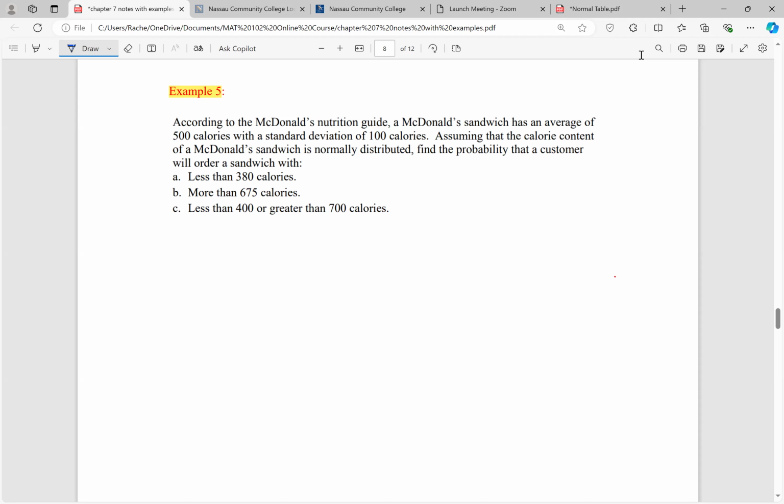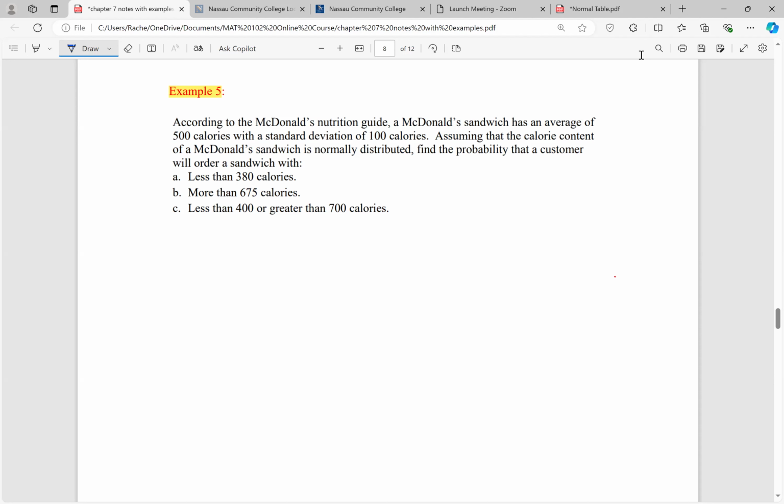So identify the population of interest. In this case, it's McDonald's sandwiches. That's what we're studying, the sandwiches at McDonald's. Now, what are we studying about them? What are we measuring? Well, it's the calorie content. How many calories does a sandwich have? So we have a population of McDonald's sandwiches, and we're measuring how many calories each sandwich has.